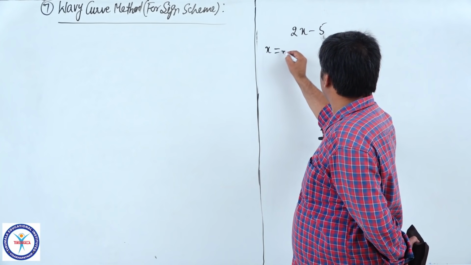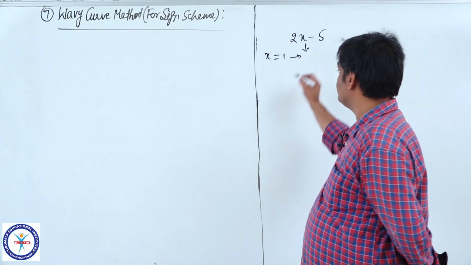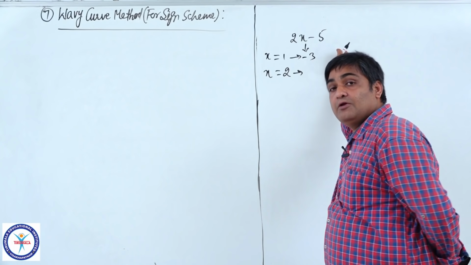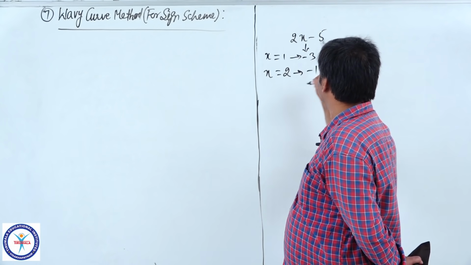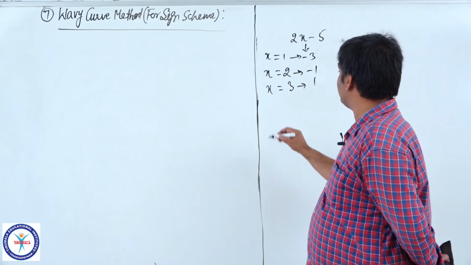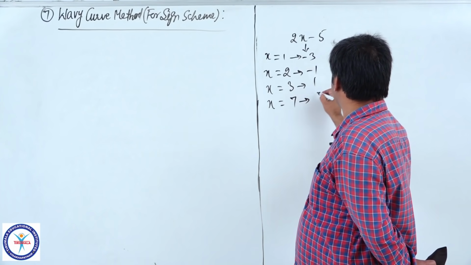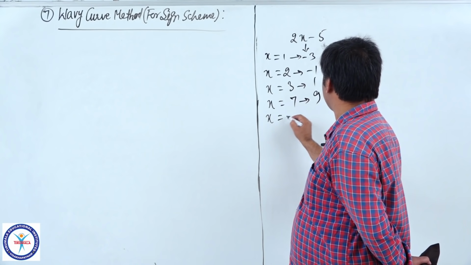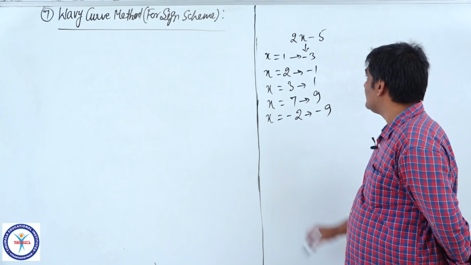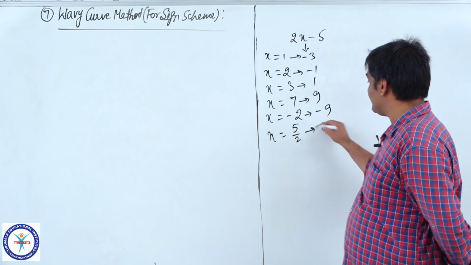Suppose x equal to 1. What is the value? Minus 3. x equal to 2. What is the value of this expression? Minus 1. x equal to 3, the value of this expression is 1. x equal to 7, the value is 9. x equal to minus 2, the value is minus 9. And x equal to 5 by 2, what is the value of the expression? 0.